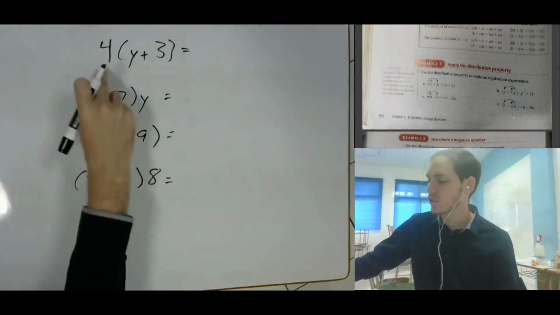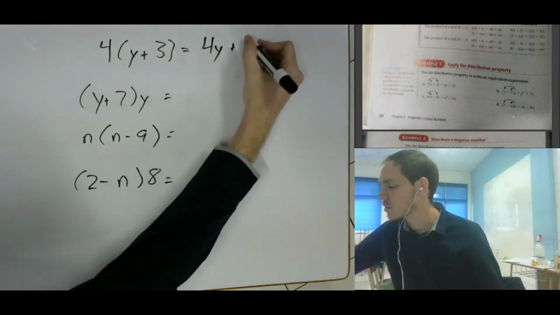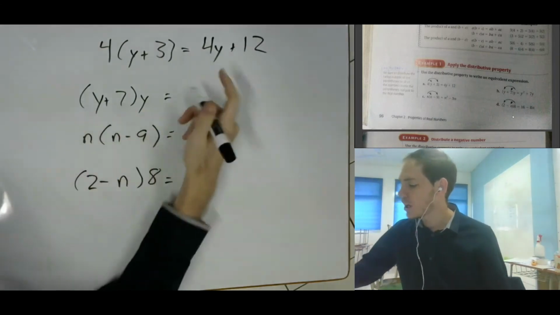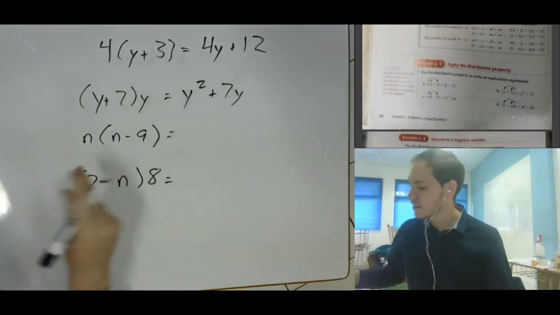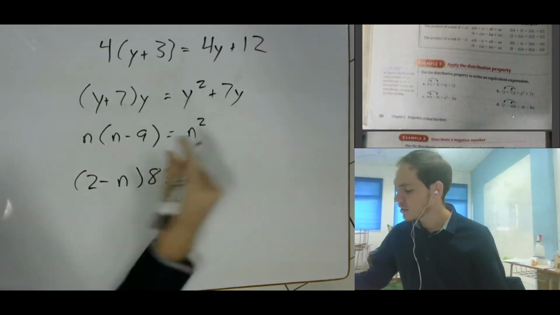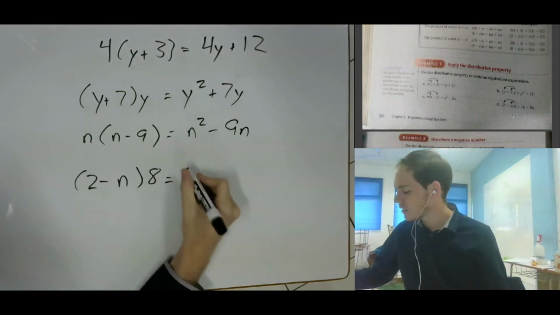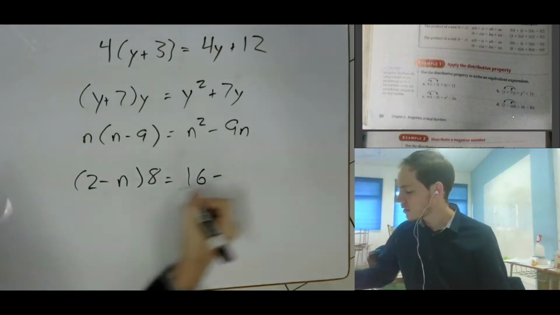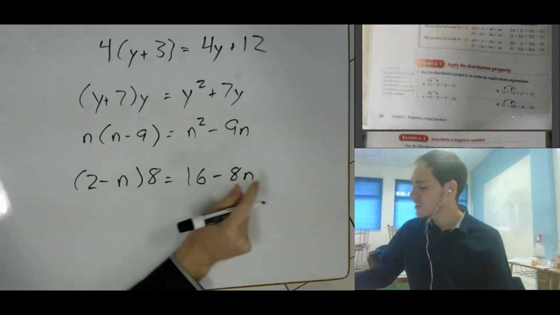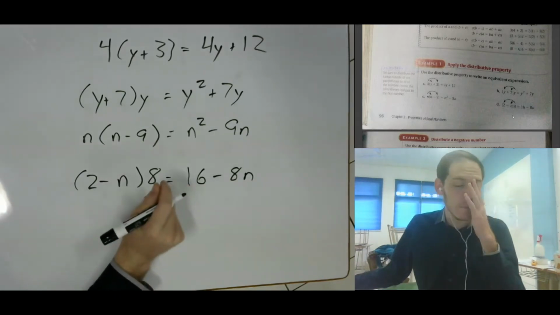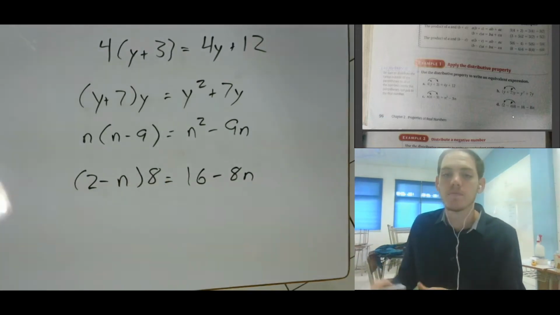Now what happens? So 4 times y, 4y. 4 times 3 is 12. Y times y, y squared. 7 times y plus 7y. N times n, n squared. N times 9 minus 9n. 2 times 8, 16, minus n times 8, 8n. Now, did I rearrange this one right here? Yes, because you want your number before the variable, okay?